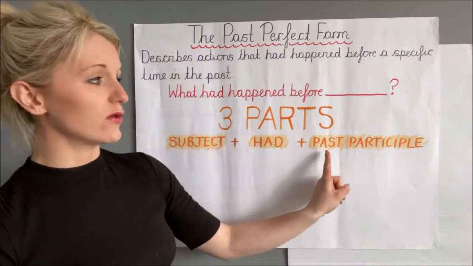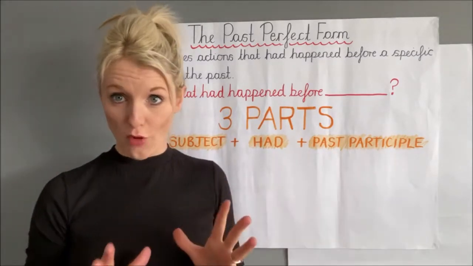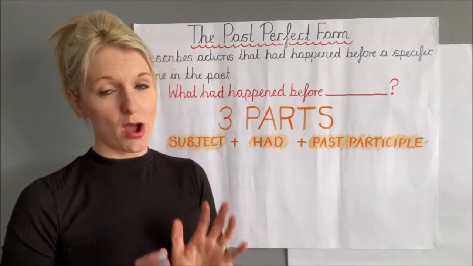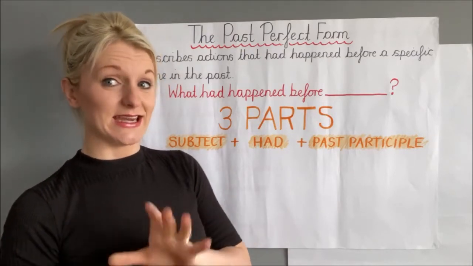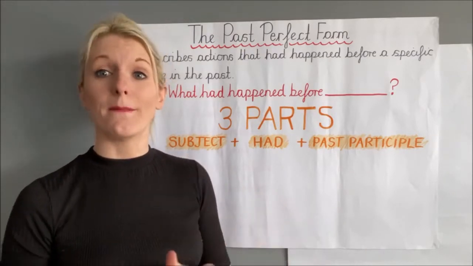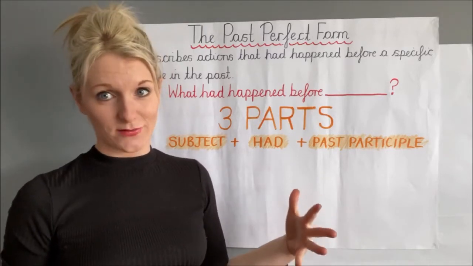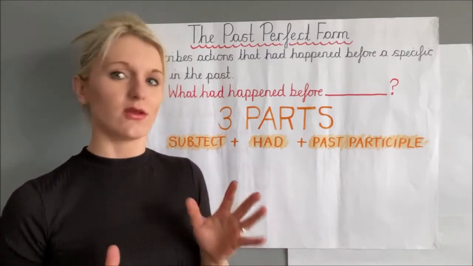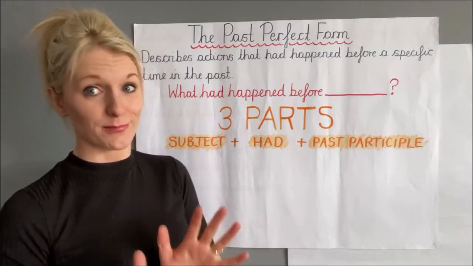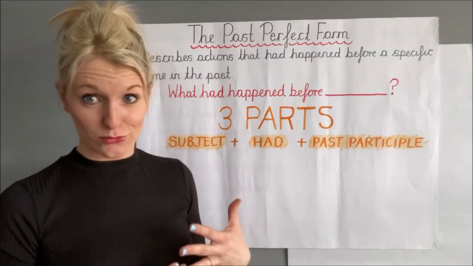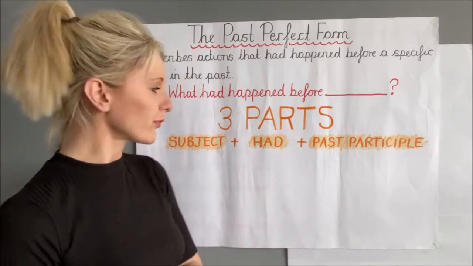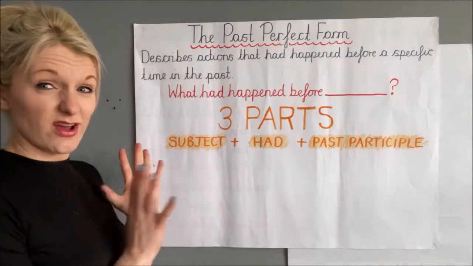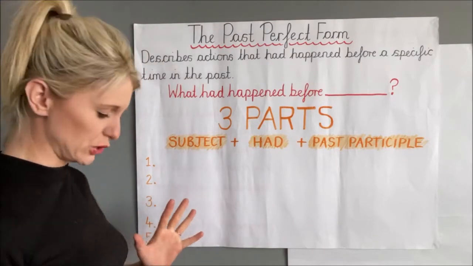And then we need to use a past participle. Now, often for regular verbs, a past participle will end in ed, but sometimes they end in en, and sometimes they are completely irregular. So you just have to learn them, and you'll realise that you probably know lots of past participles already because you probably use them all the time when you're talking, and you've seen them lots of times in your books. So I'm going to do a few examples because I think that's the easiest way to explain to you what it looks like.